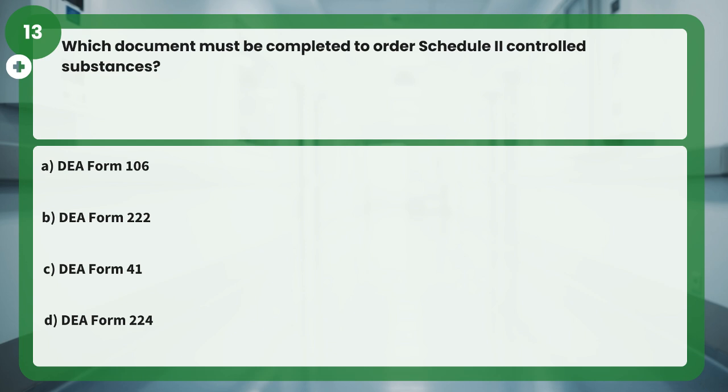Question 13. Which document must be completed to order Schedule 2 controlled substances? A. DEA Form 106. B. DEA Form 222. C. DEA Form 41. D. DEA Form 224.